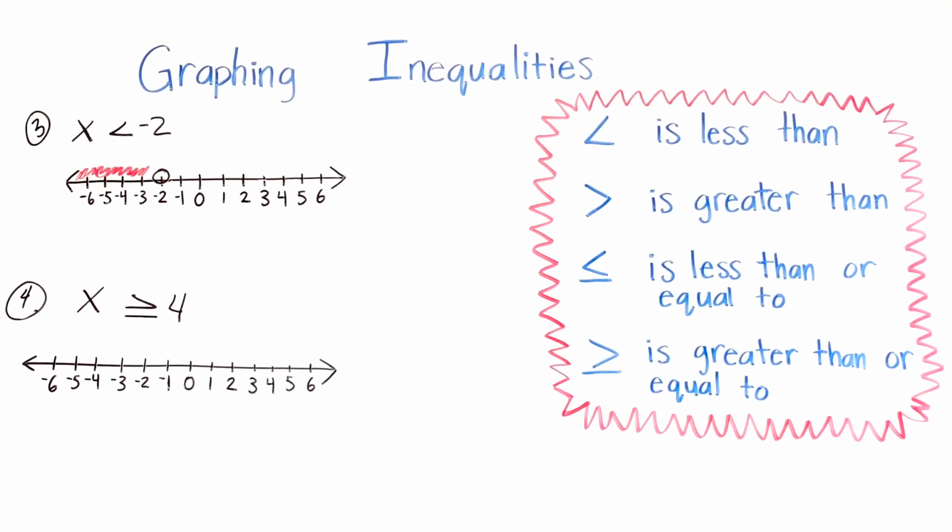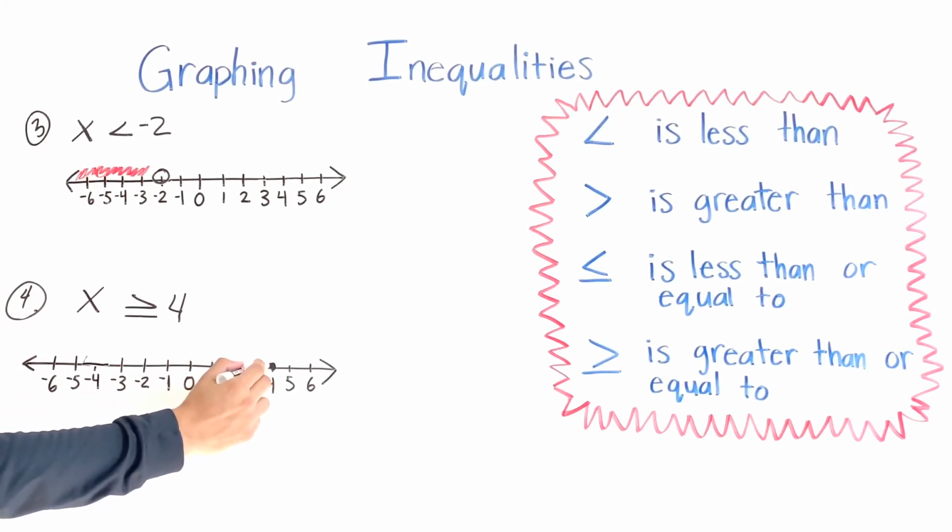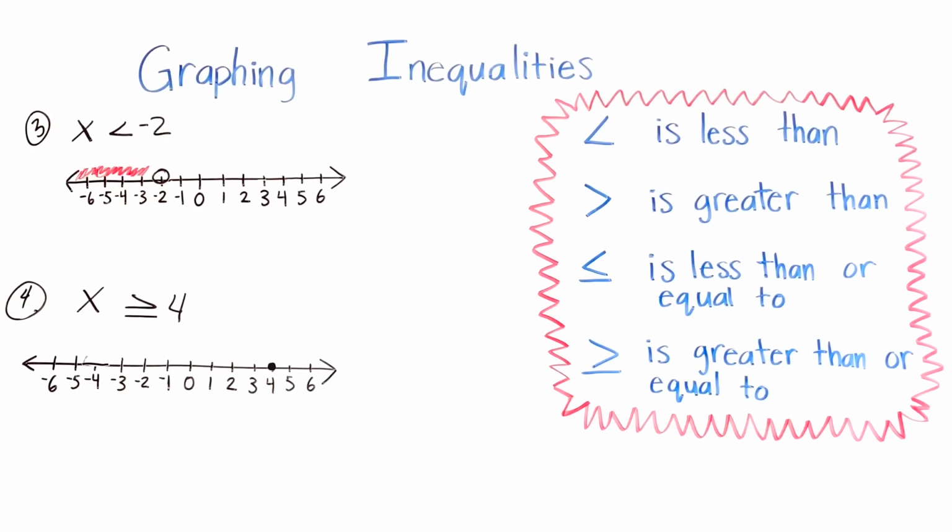And for number 4, x is greater than or equal to negative 4. Remember, when you say greater than or equal to, we always start where the number is at, which is negative 4. It's going to be a closed circle, because we can use negative 4, because negative 4 is greater than or equal to negative 4. So we can go ahead and use it.